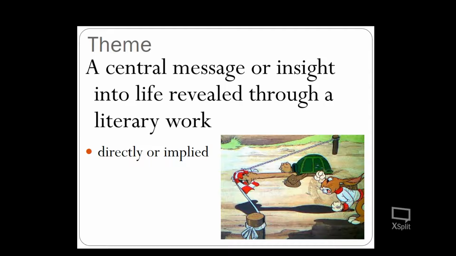And then sometimes we have to dig a little deeper, like in the story of the Tortoise and the Hare. The theme or the central message is slow and steady wins the race, right? And we're kind of implying that by understanding who wins at the end. What's important is that it's a phrase. It's not a word, like the theme is love. That's not a theme. Okay, a theme is a central message or insight, and that's done in a sentence. Okay?